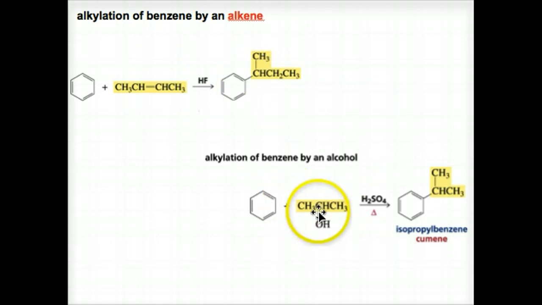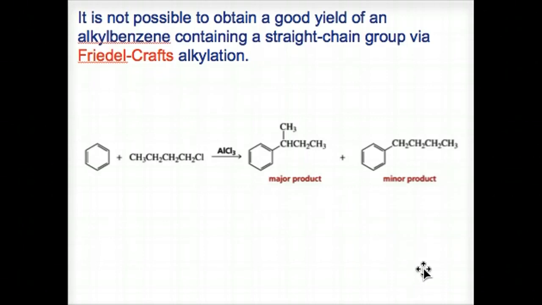And then here's alkylation of benzene by an alcohol. Again, the alcohol reacts with the sulfuric acid, and a secondary carbocation results. As you can see here, it is electrophilic and joins up with the nucleophilic benzene. It is not possible to obtain a good yield of an alkyl benzene containing a straight chain group via Friedel-Crafts alkylation.